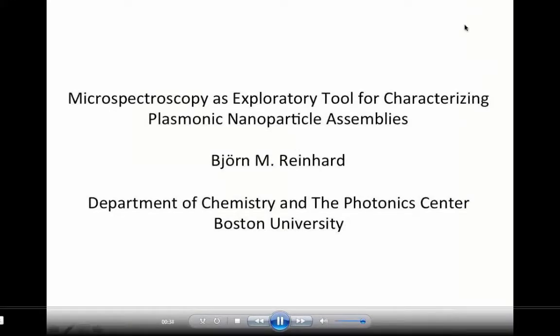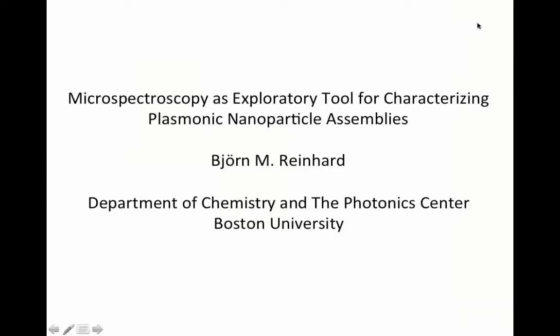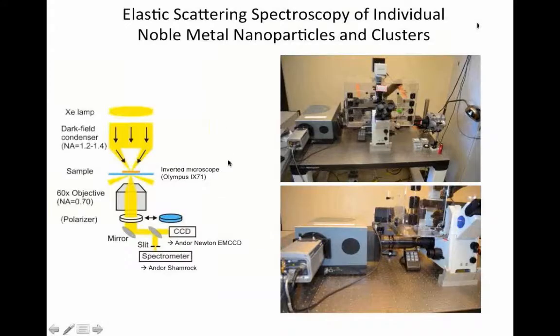For characterizing plasmonic nanoparticles, I'll talk about microspectroscopy as an exploratory tool for characterizing plasmonic nanoparticle assemblies. Dark field microscopy is a key technology for characterizing far-field properties of individual nanoparticles, clusters, as well as their assemblies. In dark field microscopy or spectroscopy, light is incident in the sample plane through a dark field condenser, and this is done to obtain an oblique angle of incidence in the sample plane.